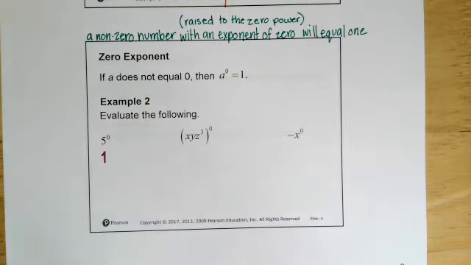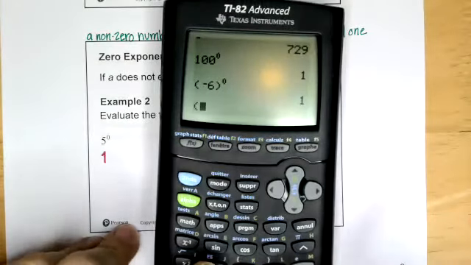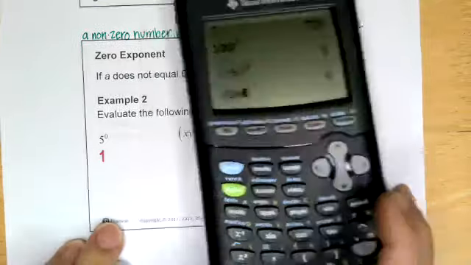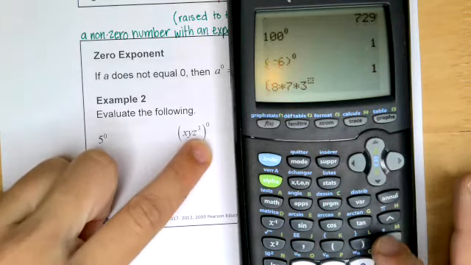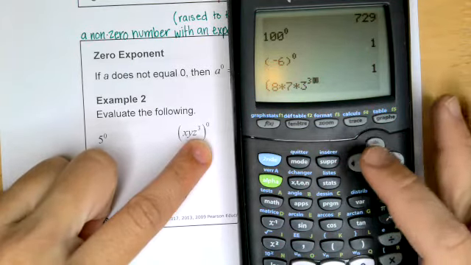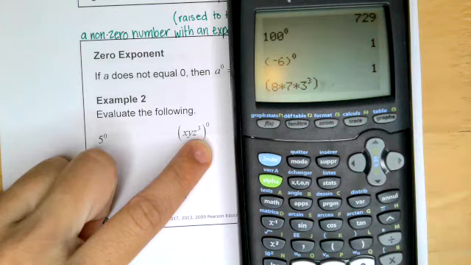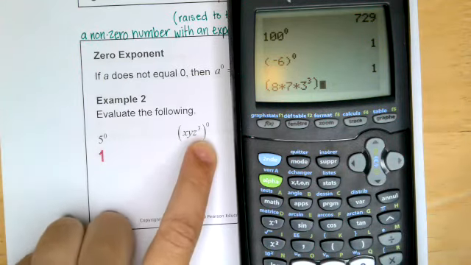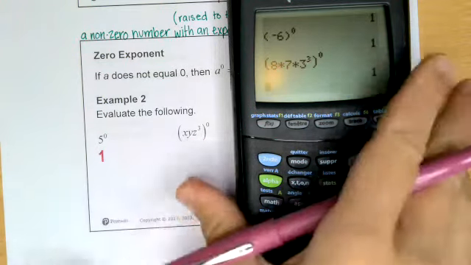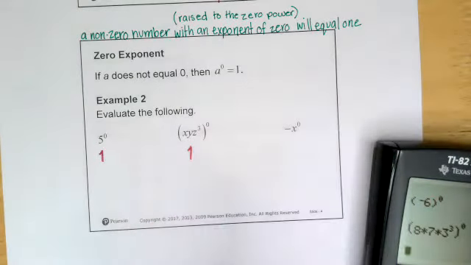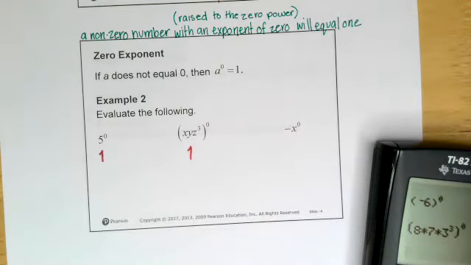So let's make something up. We'll give them numbers. 8 times, so you can see it, 8 times 7 times 3 to the third, all to the 0 power equals 1, okay? This one does not equal 1, okay?